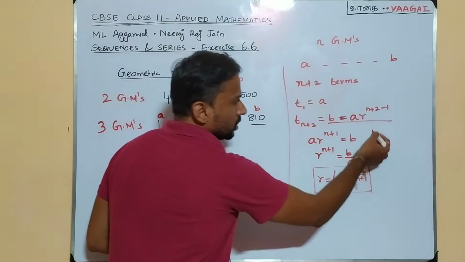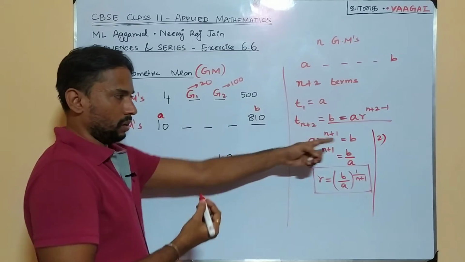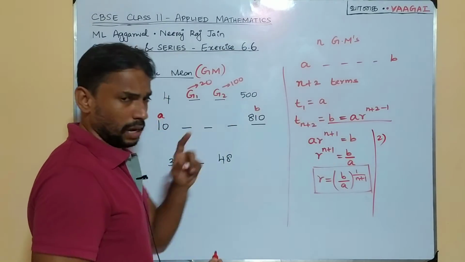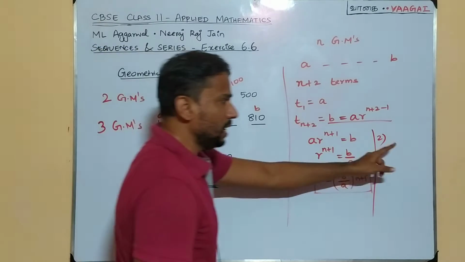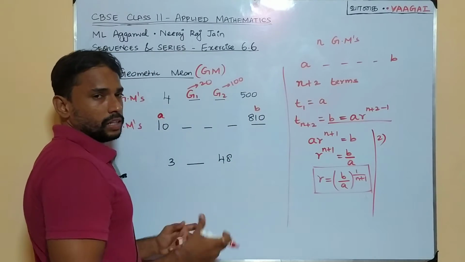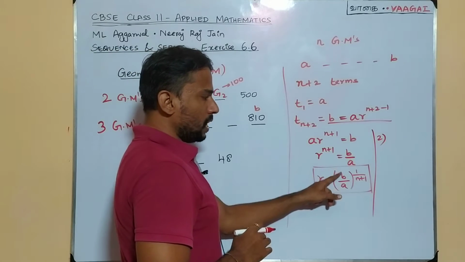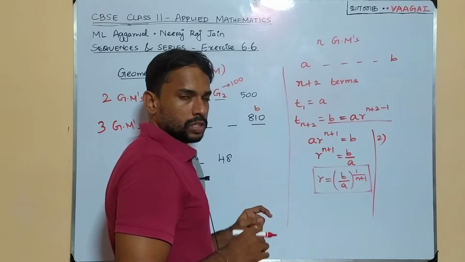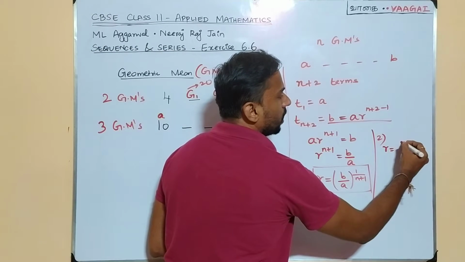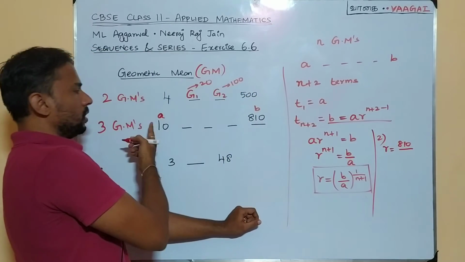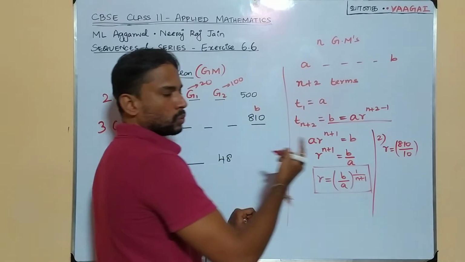So I think I can take some empty space to work out here. I'll take this example number 2 and try finding the value of the common ratio in this space, because we need some space to work out. So the common ratio we are going to find for this second problem. What is the common ratio? (B by A) to the whole power 1 by n plus 1. Shall I substitute the values? B is 810. So R is equal to 810 divided by A, which is 10, the whole power 1 by n plus 1.